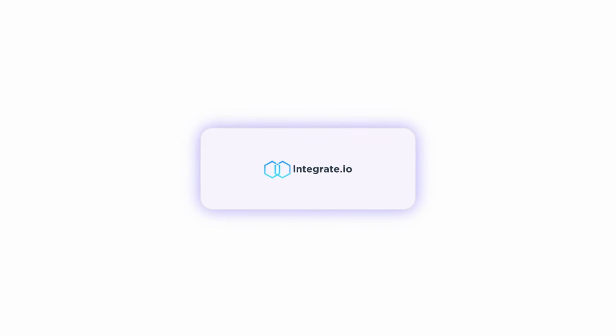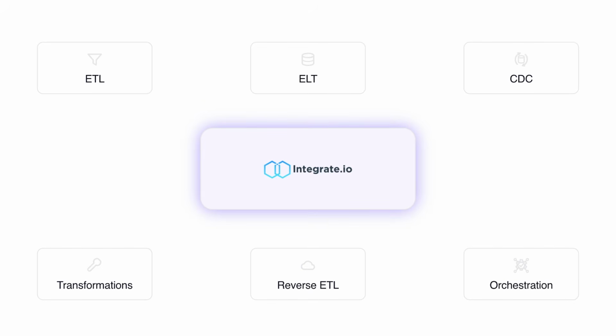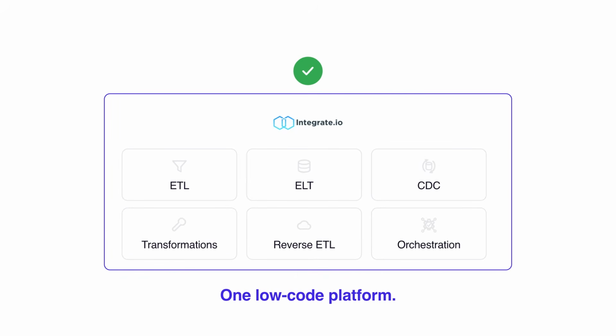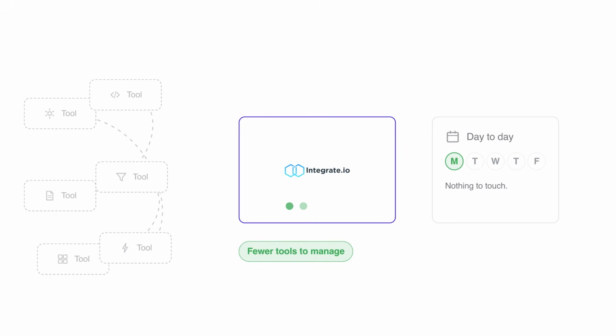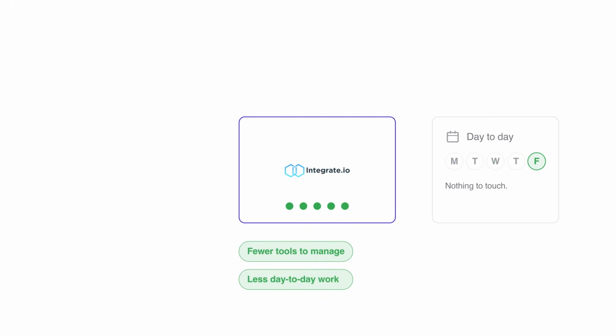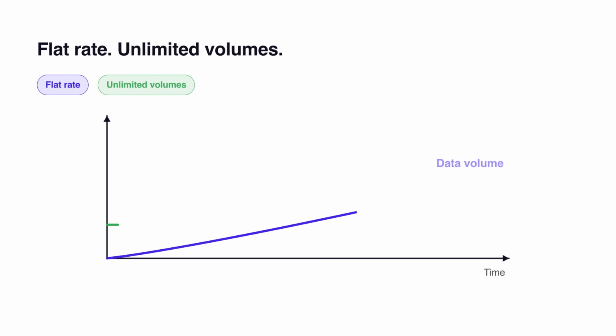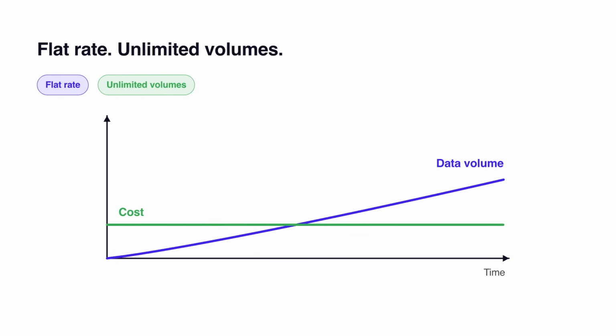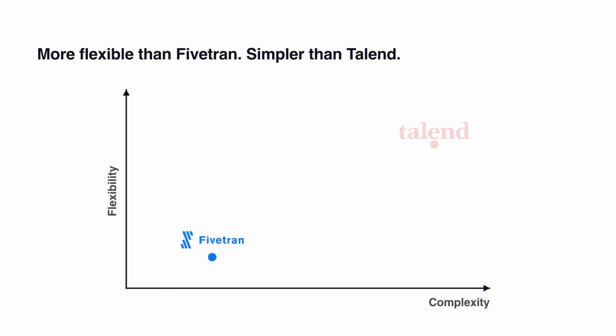Then there's Integrate.io. It brings ETL, ELT, CDC, transformations, reverse ETL, and orchestration into one low-code platform. That means fewer tools to manage and less work keeping your data stack running day to day. Pricing is flat rate. Data volumes are unlimited, so you get more flexibility than Fivetran without taking on Talend's complexity.